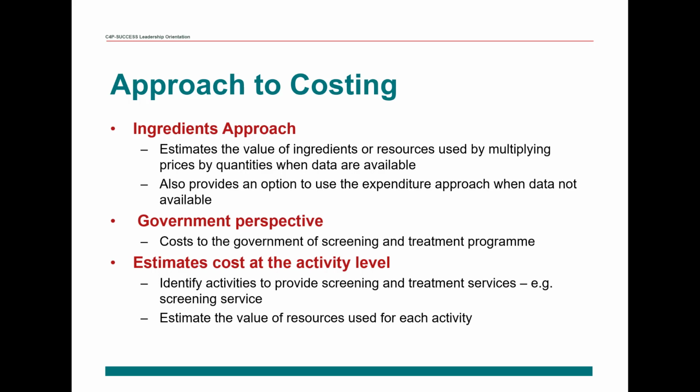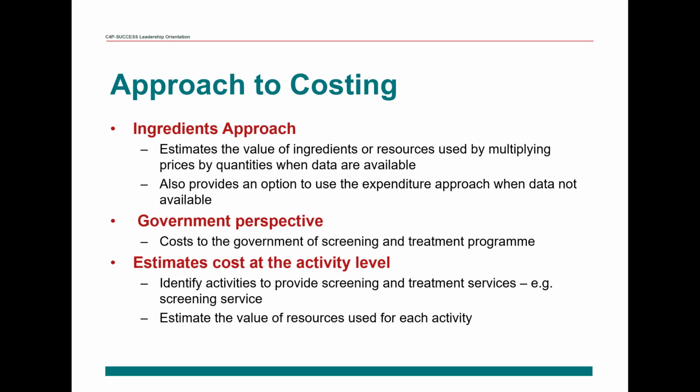That is, it calculates the cost to the government of screening and treatment program in its financial costs. It does not calculate, for example, societal costs. It also estimates the cost at the activity level. That is, the user first identifies the activities to provide screening and treatment services, for example, a screening service, and then they would estimate the value of the resources used for each activity, for example, supplies or equipment or whatever is used for that activity.